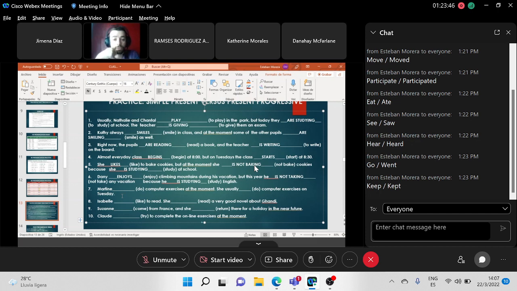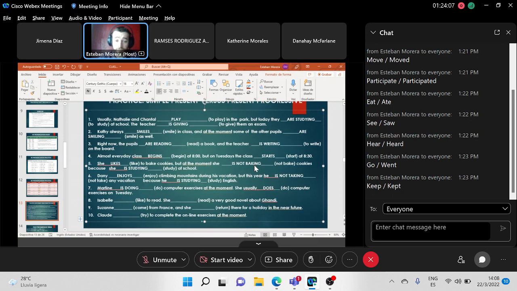What do you think? He's doing, right? He's doing. So Martin is doing computer exercises at the moment. She usually what, guys? Does. She usually does computer exercises on Tuesday. Number 8, Isabel is liking or like to read or likes to read.